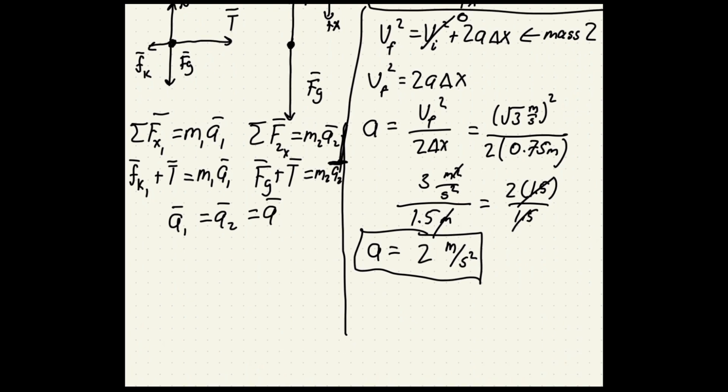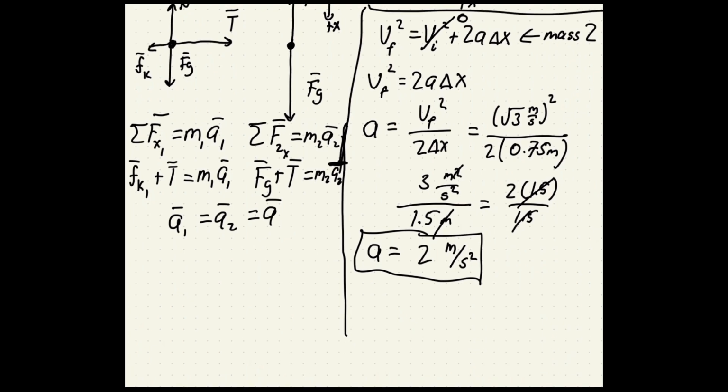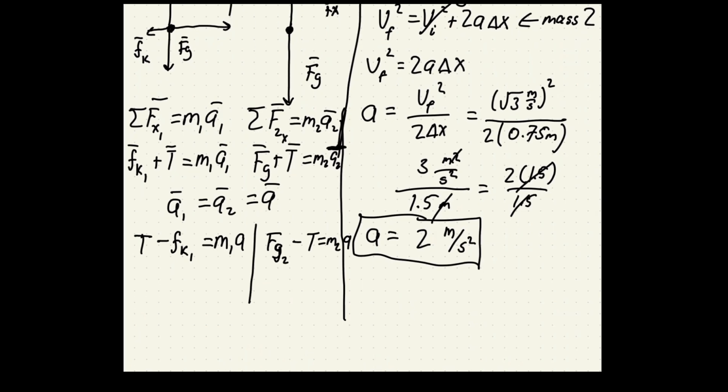And we can go from the vector world to the scalar world by saying our tension force on number 1 minus our kinetic friction force on 1 is equal to m1 times A. And we also get our gravity force for object 2. Our gravity force on 2 minus our tension force is equal to m2 times A.